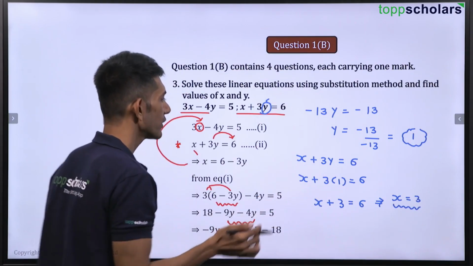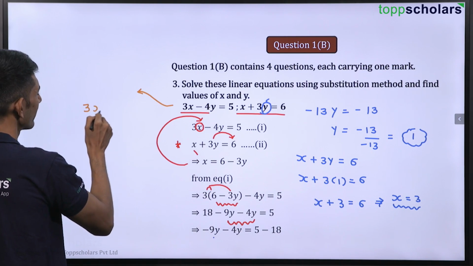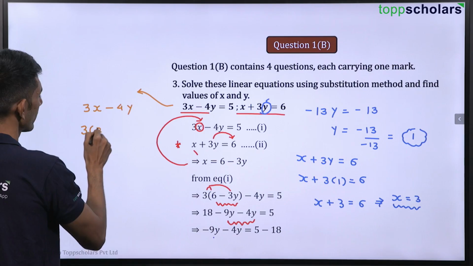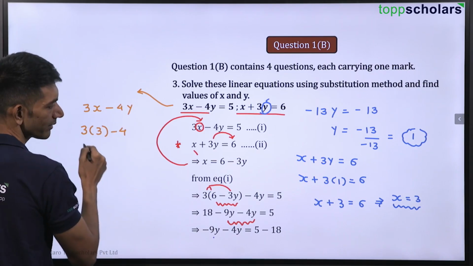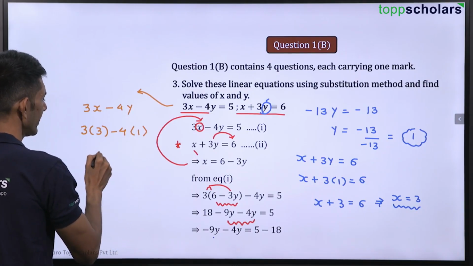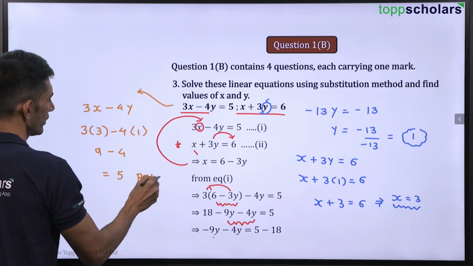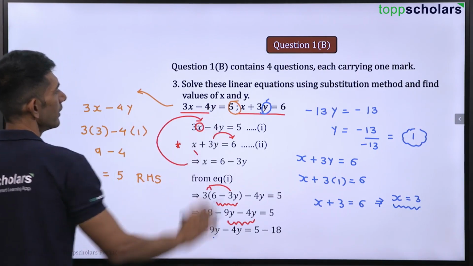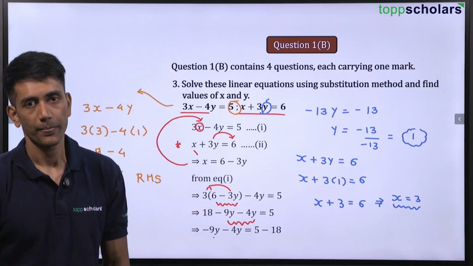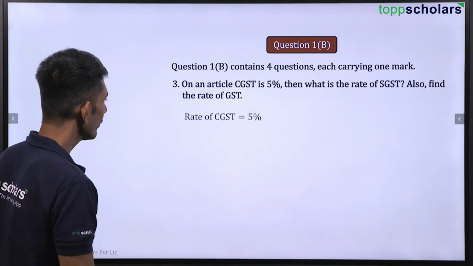If you want to cross check whether your answer is correct or not, just put it in any of the equations. You have 3x minus 4y. X is 3, so 3 into 3 minus 4. Y is 1, isn't it? Yeah, it's 1. So that is 9 minus 4, which is 5, which is your RHS if you see. That means we have solved it correctly. Our answer is correct. I hope this is clear to all of you. Okay, let's continue further.